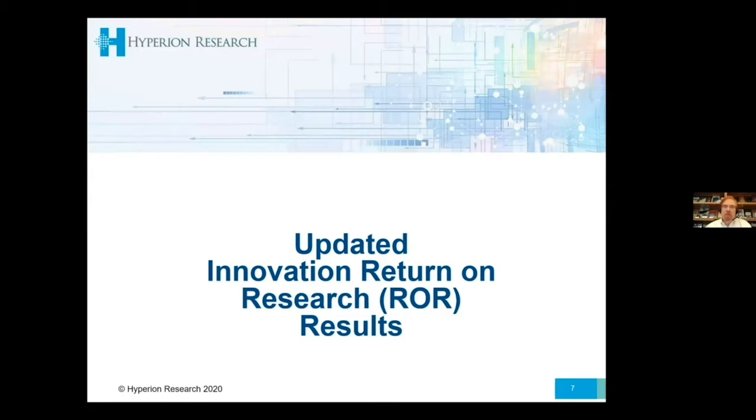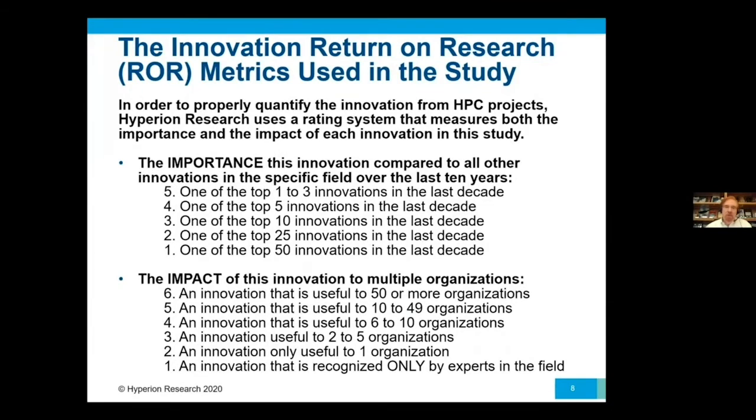Next, I'd like to talk about the return on research, or what we call ROR. I mentioned we use two different scales that we combine together into a class category. The first scale is the importance of the innovation. The highest rating would be number 5, one of the top 1 to 3 innovations in the last decade in a specific field, and then 1 would be one of the top 50.